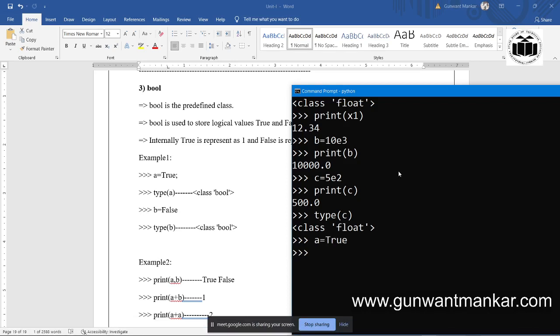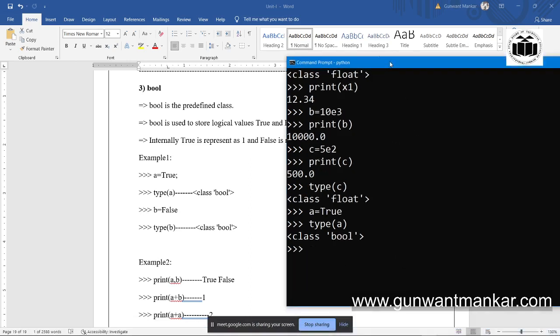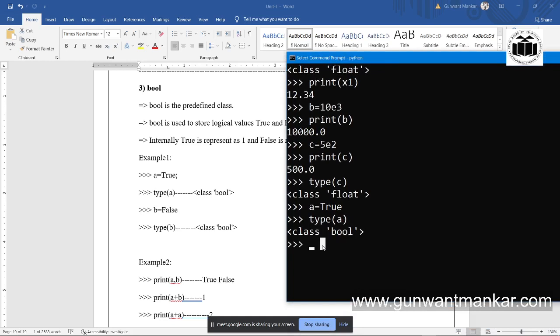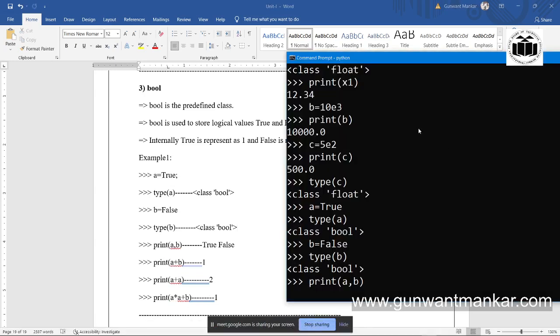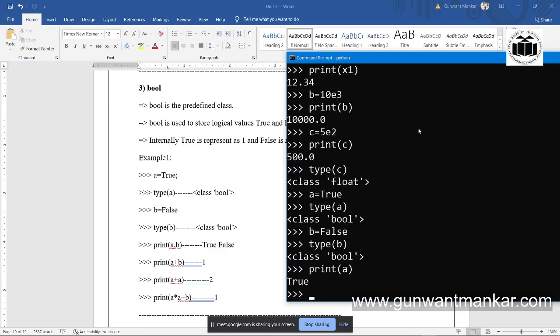Then you can find type of a. We are going to see the class is what? Bool. That is a boolean value. Suppose b is equal to false, F must be capital, otherwise you will get an error. Then type of b is bool. Now if you want to print values, print a comma b. a की वैल्यू क्या रहेगी? ट्रू है तो 1 प्रिंट करेगा.